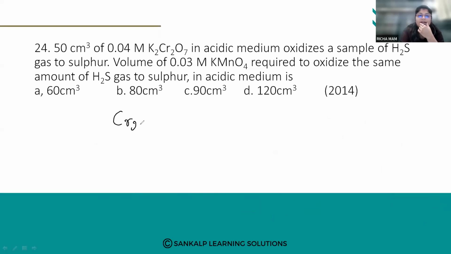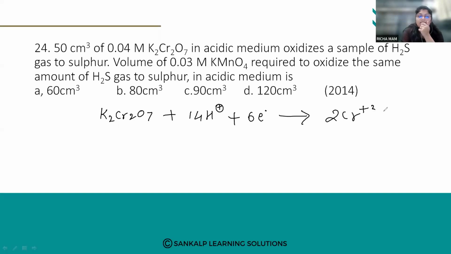So what is happening here? 50 cm cube of 0.04 molar K2Cr2O7 in acidic medium is oxidizing the H2S sample. H2S is hydrogen sulfide. How does this reaction take place? K2Cr2O7 reacts in acidic medium, meaning H plus ions are there, and takes up 6 electrons to give Cr plus 3 plus 7 H2O.